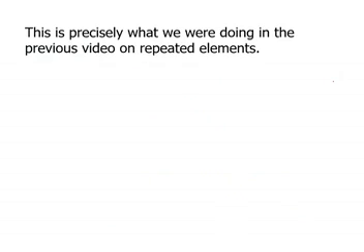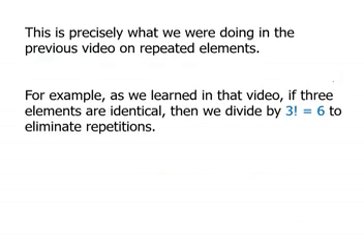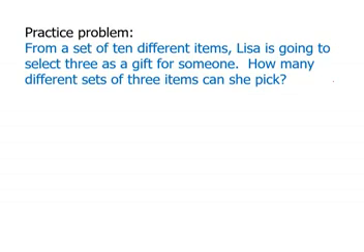This is precisely what we were doing in the previous video on repeated elements. For example, we learned in that video if 3 elements are identical, then we divide by 3 factorial, or 6, in order to eliminate repetitions. So here's a practice problem, and again, this is a practice problem you can do from the fundamental counting principle perspective. Pause the video and then we'll talk about this.